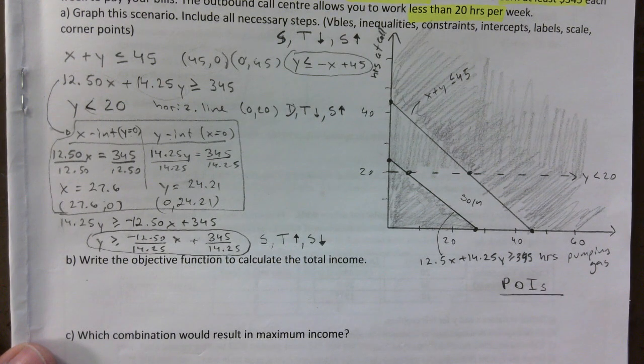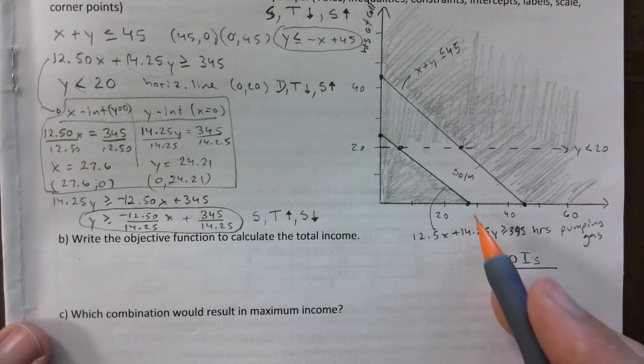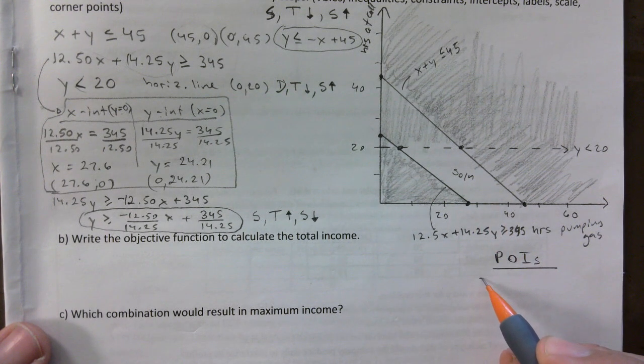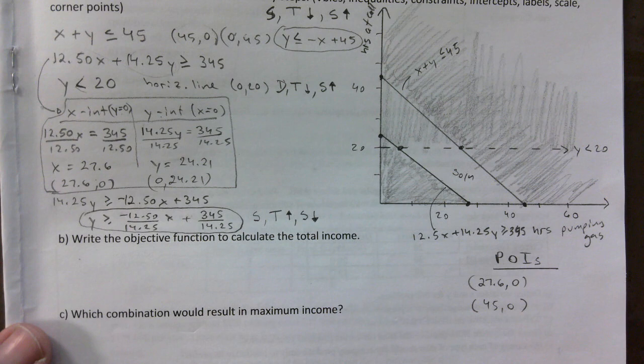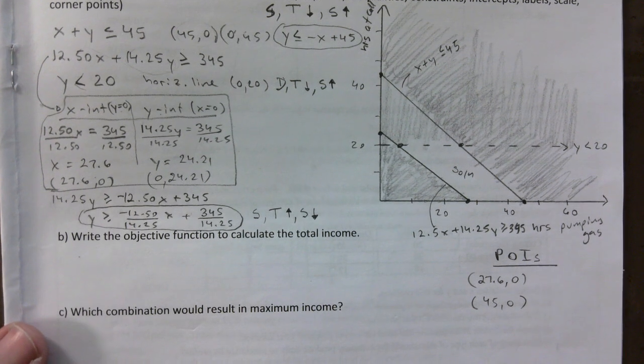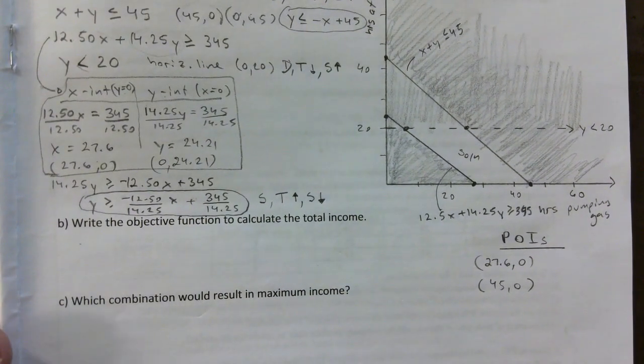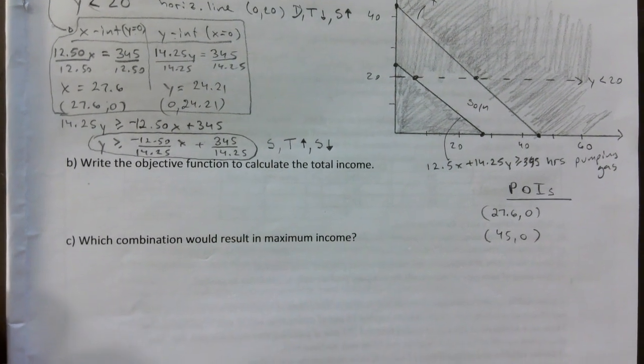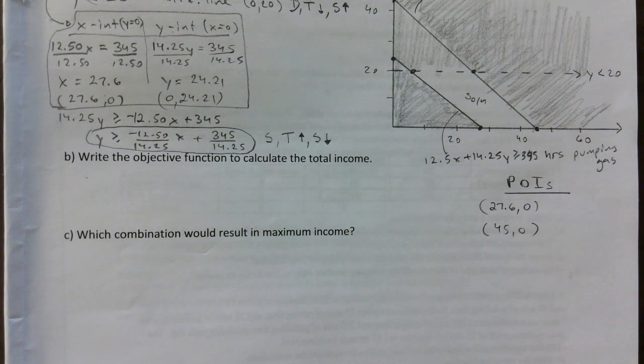POIs. I'm going to write the 27.60. Then there's the 45.0. Can I leave 27.6? It's hours, right? Even though in real life, but we don't do real life in school, right? I'm just kidding. If you did round, I personally wouldn't take off as long as you have the decimal there.